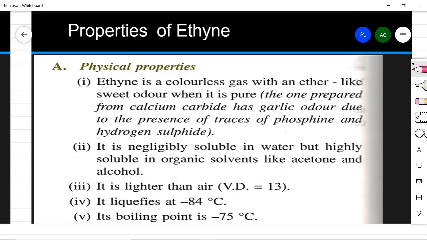Now coming up to the physical properties, ethyne is a colorless gas with an ether-like sweet odor. Ether, as you know, is the functional group which we have already studied in the first video. So it has a sweet odor. So you can identify ethyne by the sweet odor, and the sweet odor is only there once it is pure.